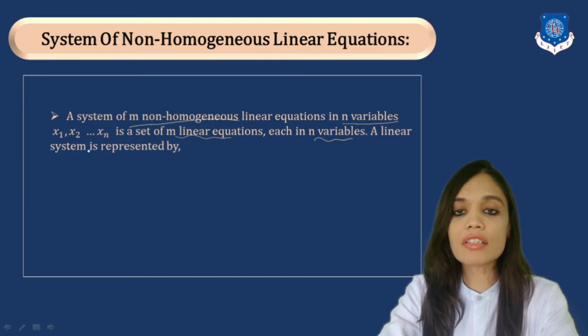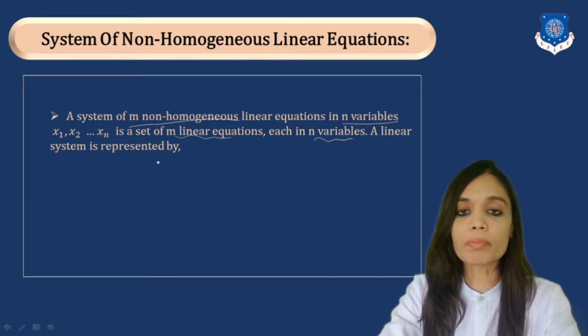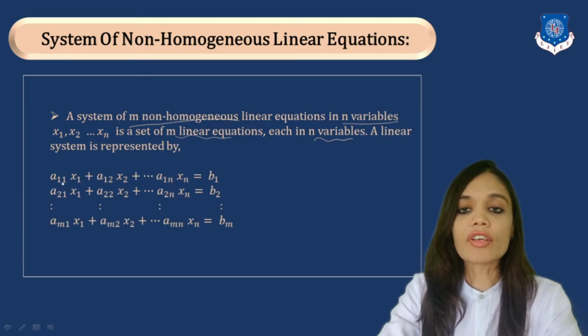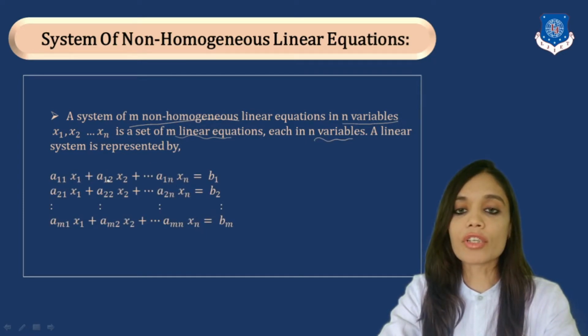A linear system of such type is represented by a11x1 plus a12x2 plus and so on a1nxn is equal to b1. And similarly, we can write m number of equations. So the mth equation is am1x1 plus am2x2 plus and so on amnxn is equal to bm. So in all there are total m equations and n variables, right?